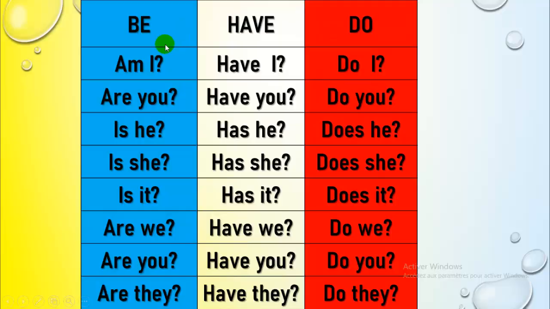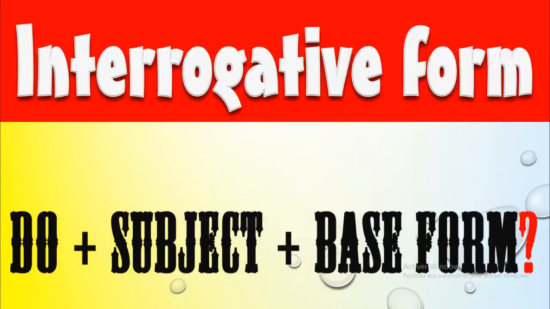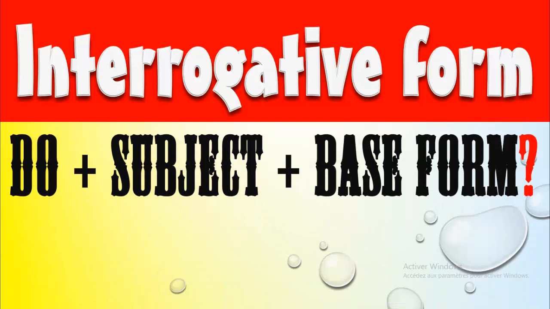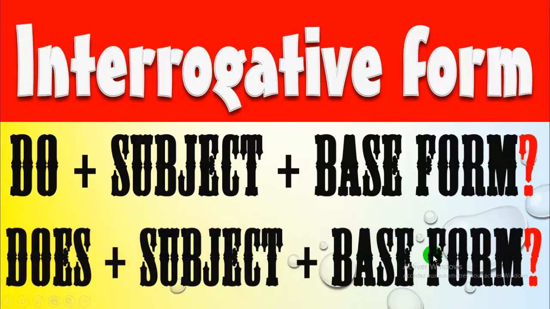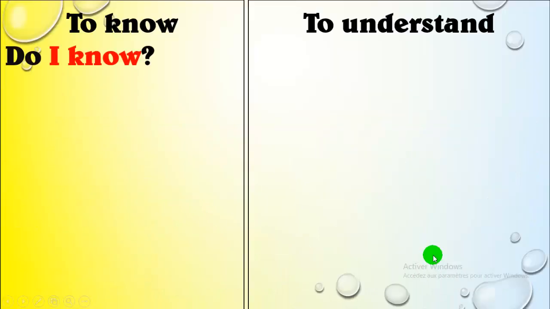Interrogative form, auxiliaries. Am I? Are you? Is he? Is she? Have I? Have you? Has she? Have they? Do I? Does she? Do they? So you already know, we have dealt with this in the lower classes. For the ordinary verbs: do, subject, base form, and don't forget the question mark. Does, subject, base form.